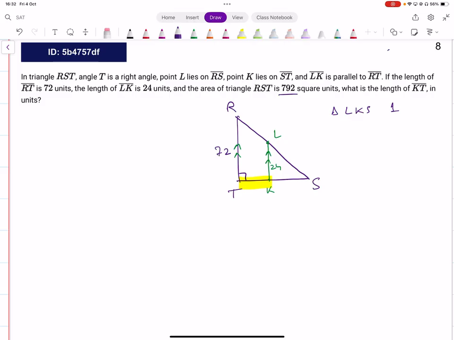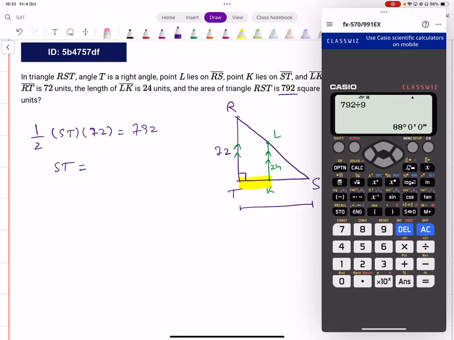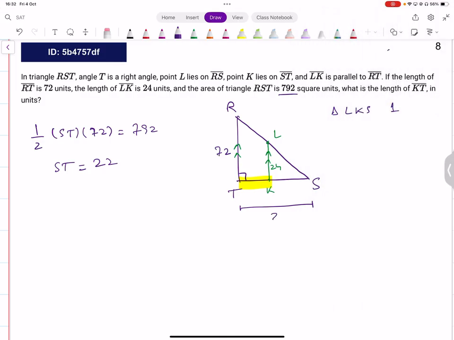How would you do that? You have the area of the bigger triangle given. Can you use that, the area of the bigger triangle, to find ST? Half into base into height, right? So we can say half into ST multiplied by 72. That equals 792. We can find ST from that. 792 divided by 72 into 2, that's 36. This is going to turn out to be 22. This length is 22. Okay? So using the area of the bigger triangle, we found the length ST.